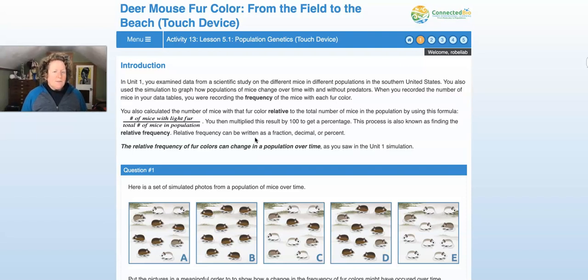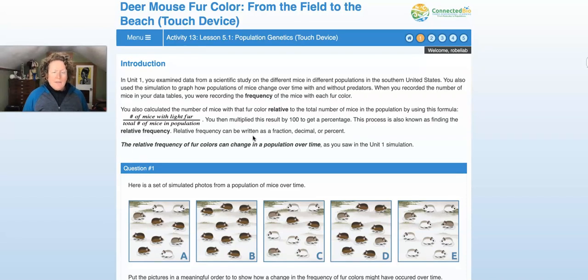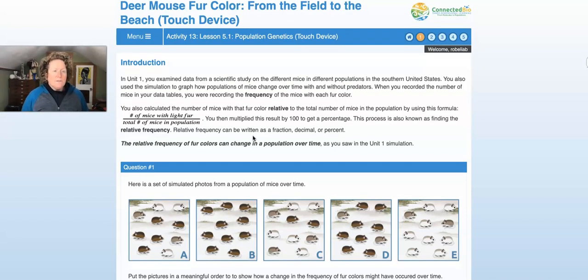The relative frequencies of fur colors can change in a population over time, especially when predators act on that population, or the environment can also act on that population, or other factors that select for certain alleles.